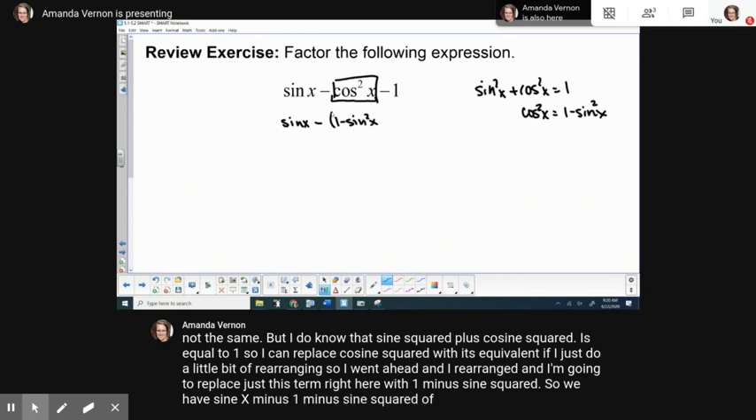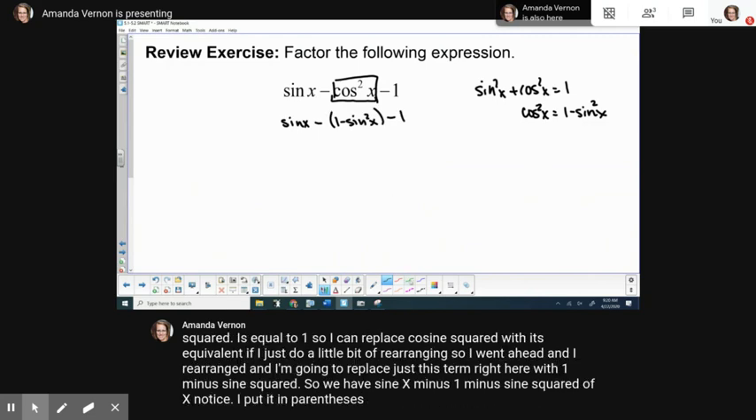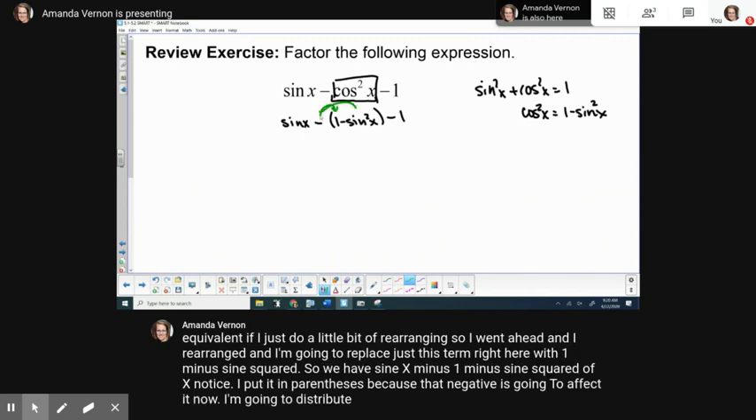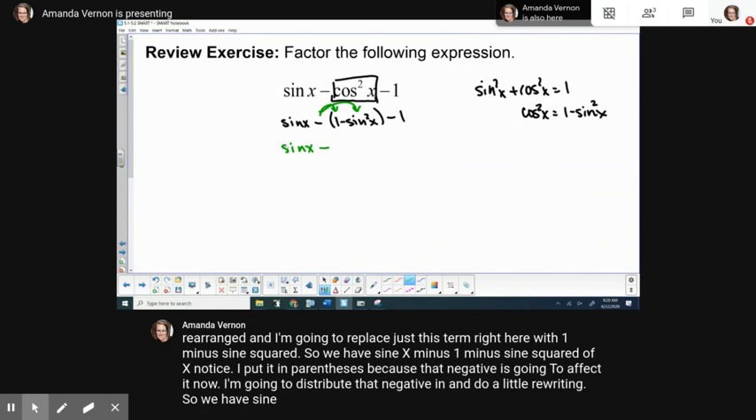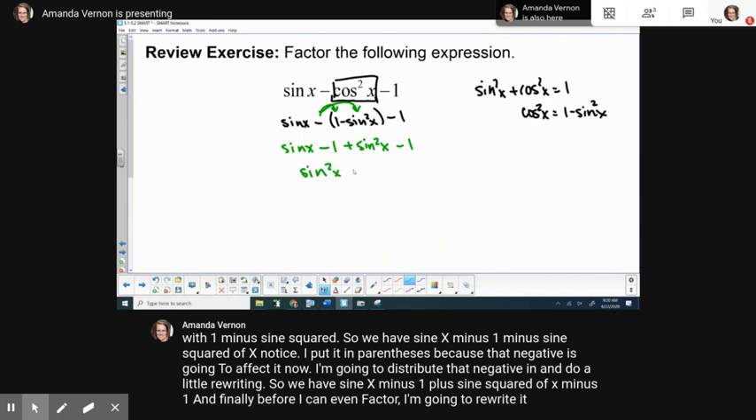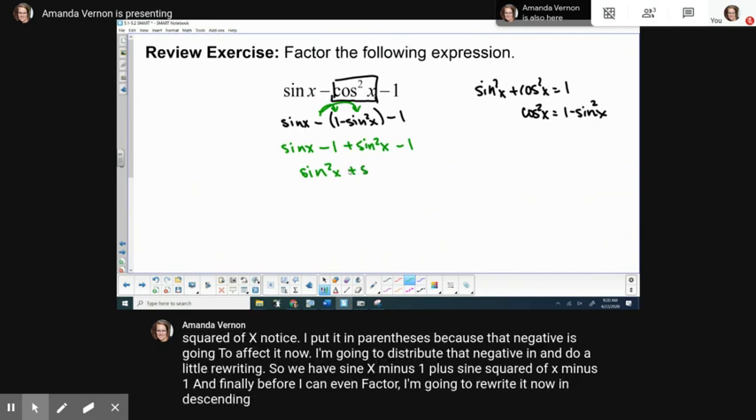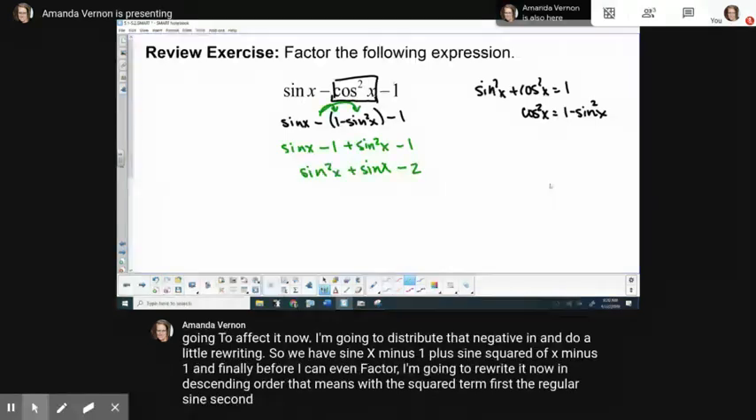Notice I put it in parentheses because that negative is going to affect it. Now I'm going to distribute that negative in and do a little rewriting. So we have sine x minus 1 plus sine squared of x minus 1. And finally, before I can even factor, I'm going to rewrite it now in descending order. That means with the squared term first, the regular sine second, and our constant at the end.